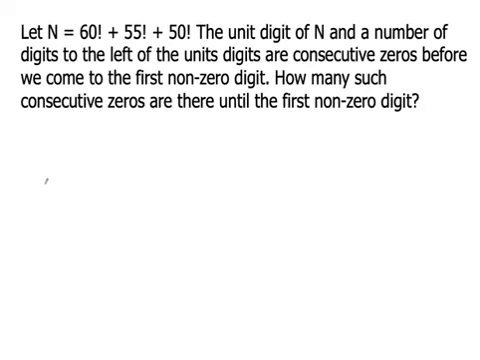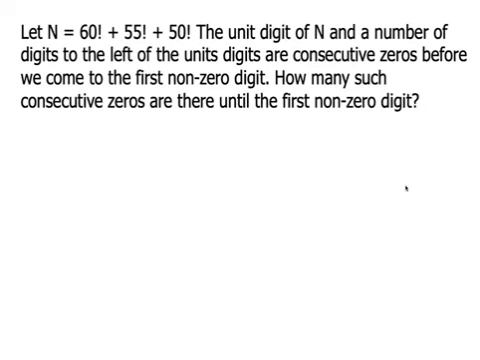Just to review what factorials are about, that exclamation point there, what that's saying is multiply whatever number, so 60, by every integer down to 1. So for instance, if I had the number 4 factorial, what that's saying is take 4 times 3 times 2 times 1. So what this problem is asking us to do is add 3 huge numbers together.